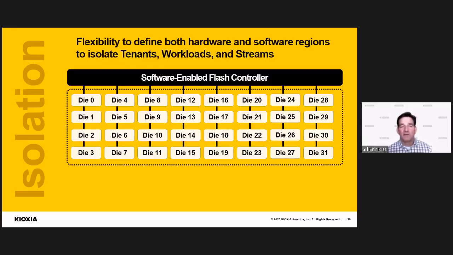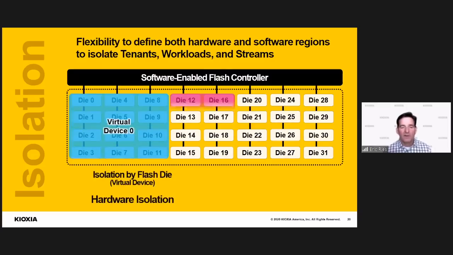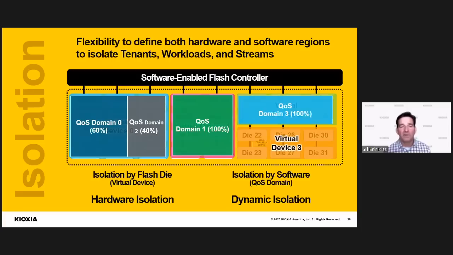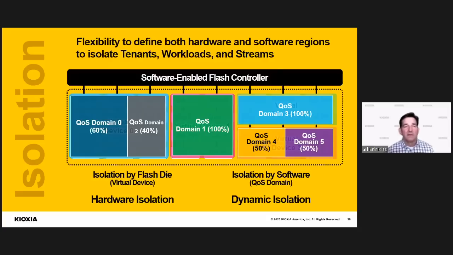Now, we allow isolation on 2 levels. One is through hardware isolation, where you can break up your quanta of flash into various virtual devices. And you can freely define what those virtual devices are. On top of that, we provide another layer of software isolation, by being able to break those virtual devices into quality of service domains. The capacity of a quality of service domain can equal 100% of that virtual device, or some subdivided level of that. And this illustration will show that.